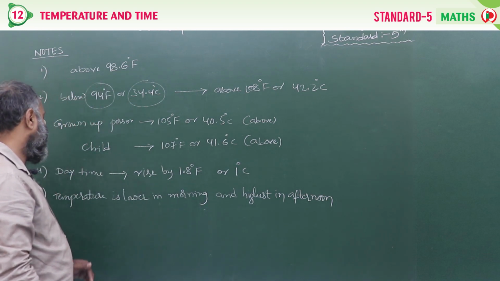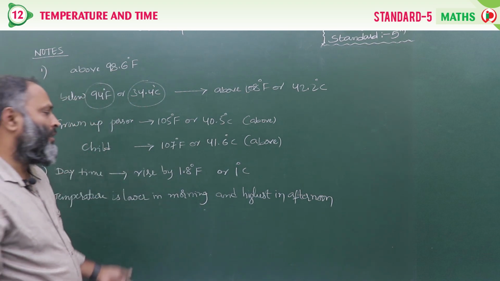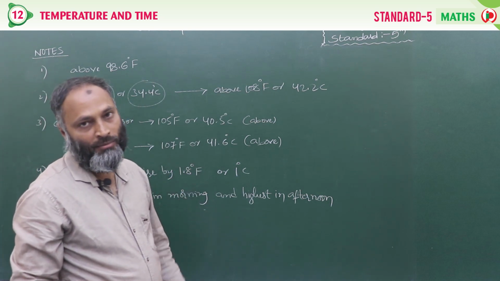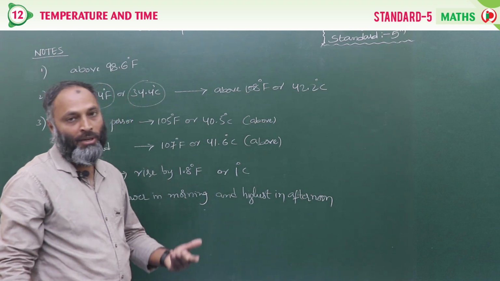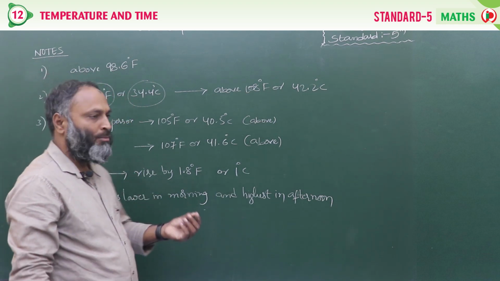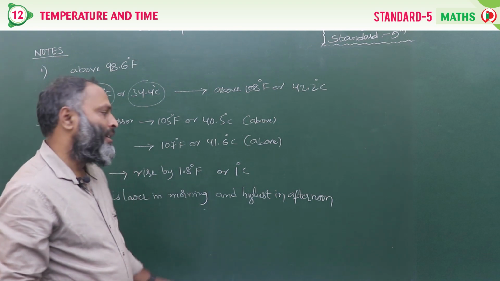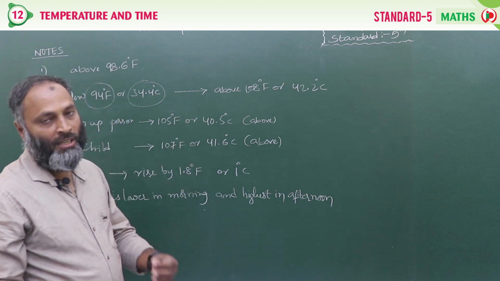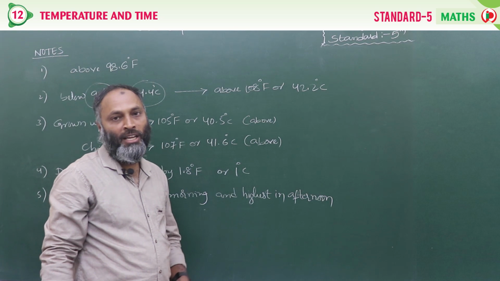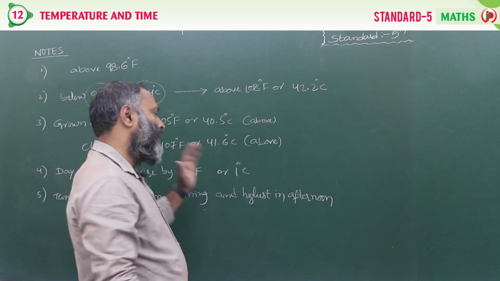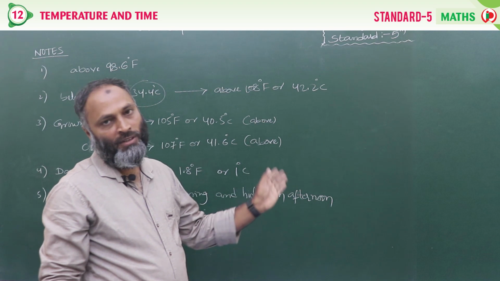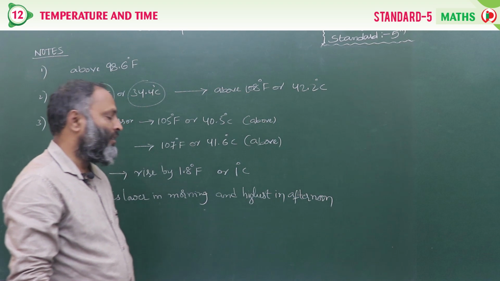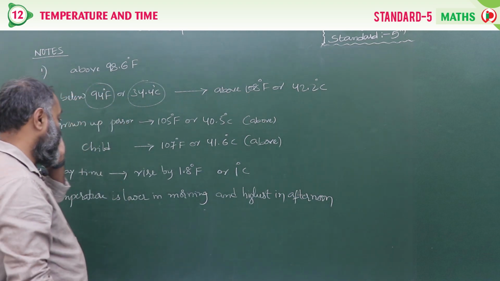Now, in the daytime, the body temperature may rise 1.8 degrees Fahrenheit, which is common. In the daytime the temperature is high, so automatically a small fluctuation occurs in our body temperature. A rise of 1.8 degrees Fahrenheit, or 1 degree Celsius, in the daytime is normal.